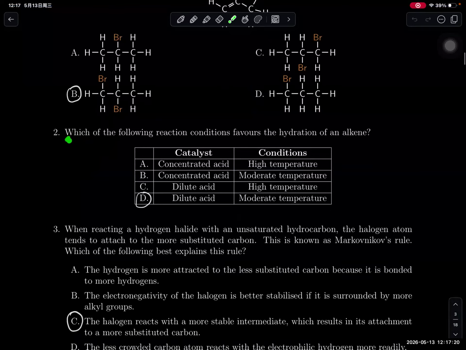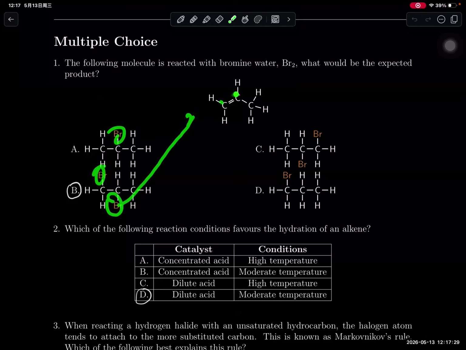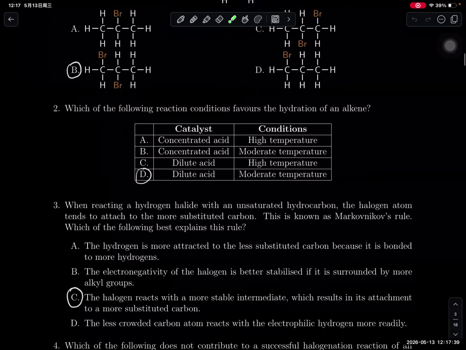Question 2. Okay, by the way, when adding across a double bond, make sure that you connect the thing that you add onto the two carbons on each side of the double bond. Do not attach the two atoms on a single carbon, right? They have to be across the double bond.